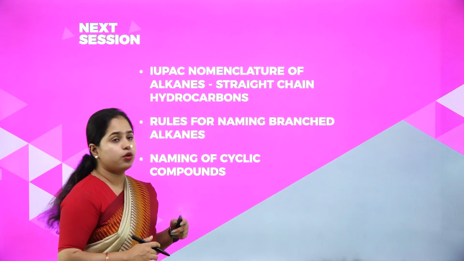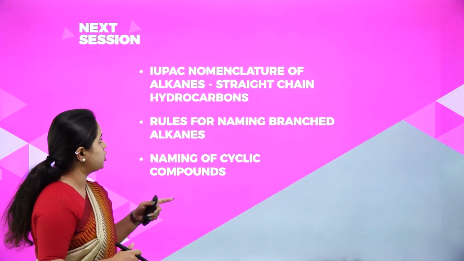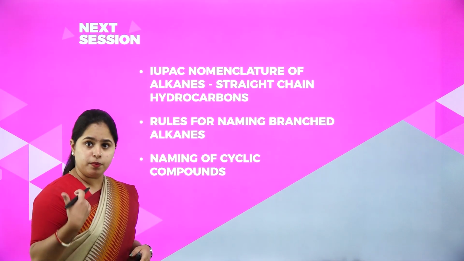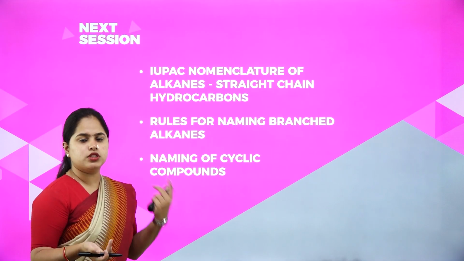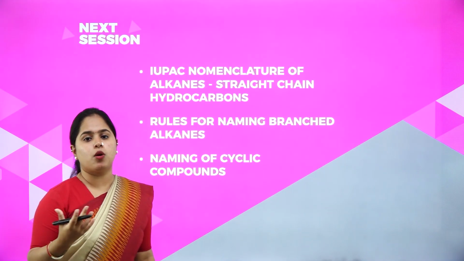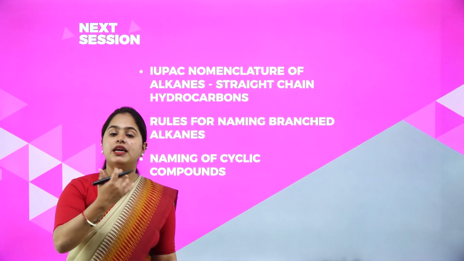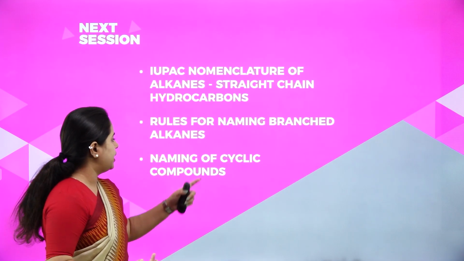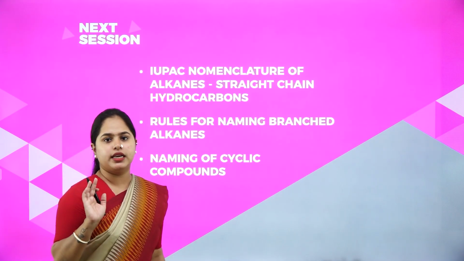In the next session, we are going to study the IUPAC nomenclature of alkanes, straight chain hydrocarbons, and then branched chain also, and the rules. As I said from the beginning, in IUPAC nomenclature, certain rules are there based on which the naming will be done. And then naming of cyclic compounds we'll also study in the next session.